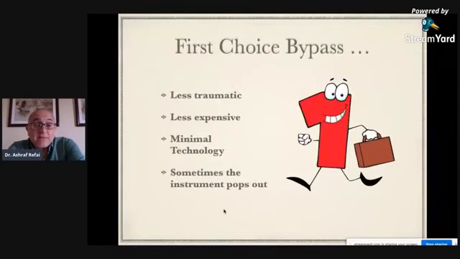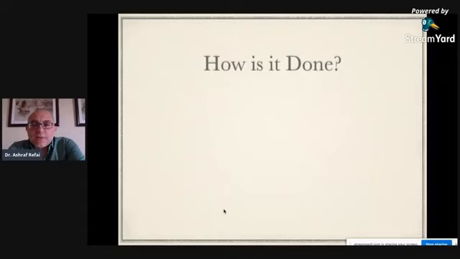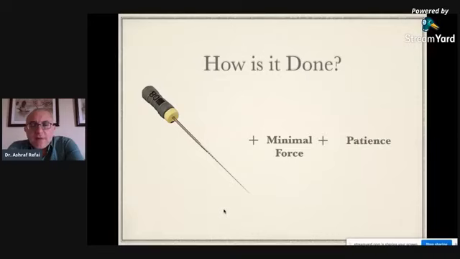It's less traumatic, less expensive. It doesn't need complex technology. You can do it without a scope, even without loupes. And in some cases, if you're lucky, the instrument pops out. So I always get asked about the protocol you use for bypassing. And I have a simple answer to that. It requires small files, minimal application of force, and a lot of patience. When you are trying to bypass an instrument, you don't create a new canal. You try to enlarge already existing space between the instrument and the canal wall. Sometimes you can find this space and sometimes you cannot.